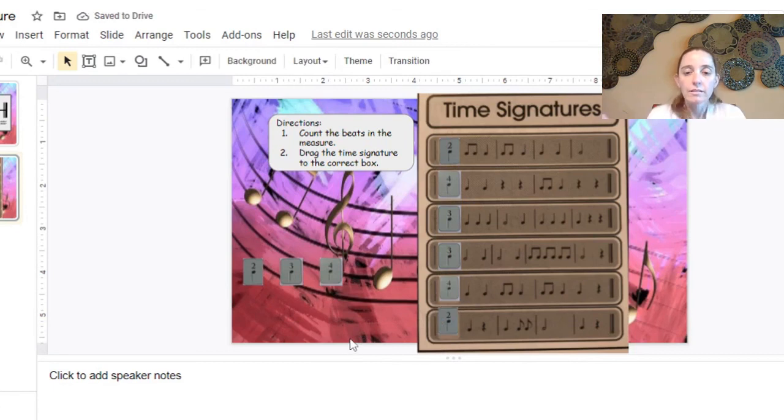So, I hope you kind of get the idea that we have beats that can be grouped together in different numbers. And when we have those numbers, it can be told to us by the time signature. Hope you can do this on your own in this next exercise.